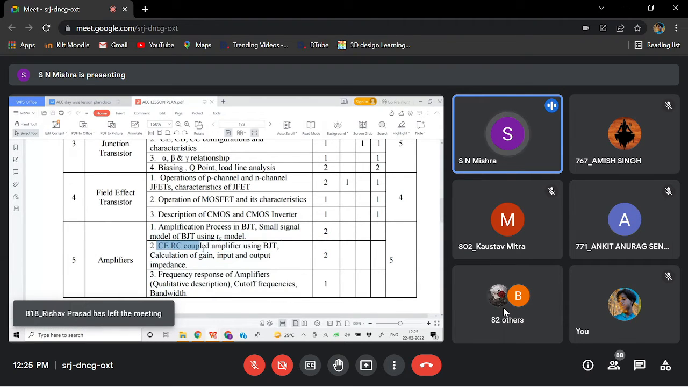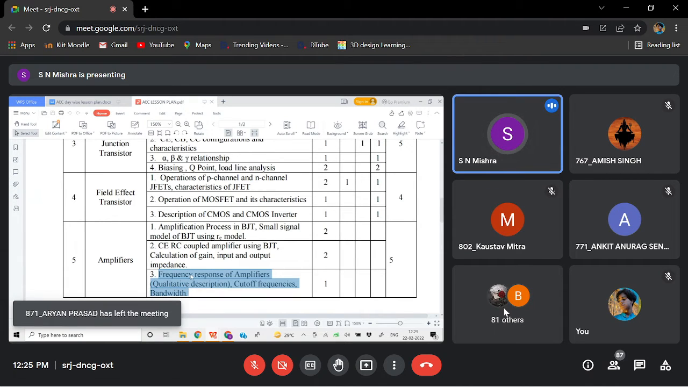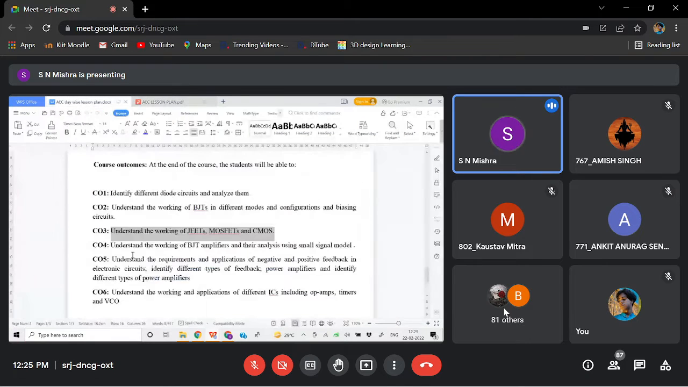And here for the RC coupled BJT amplifier, we'll design an amplifier, and for that we'll calculate the gain, input impedance, output impedance of that circuit, and how the gain will change with respect to frequency, cutoff frequency, bandwidth, everything will be in this module 5. Okay. So module 4: here you can understand the working of BJT amplifier and analyze it using the small signal model.